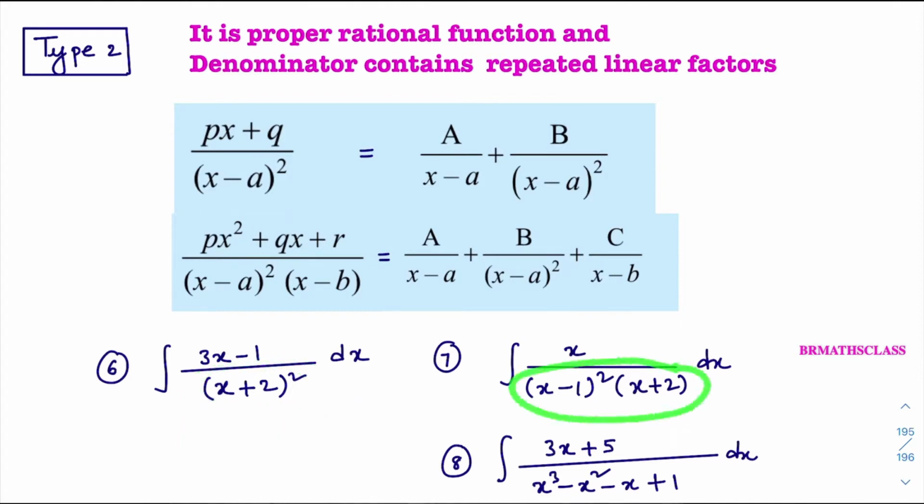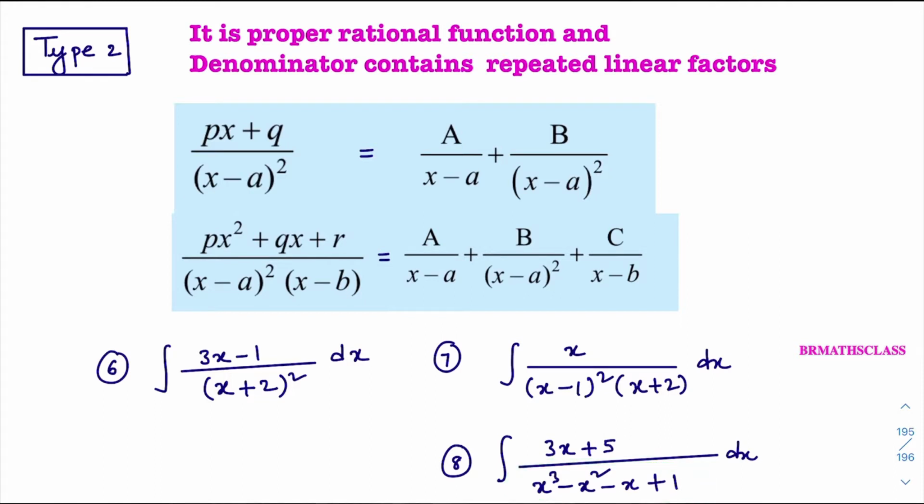Now look at this one. Does the denominator contain repeated linear factors or not? I am saying these are repeated linear factors. Look here, x minus 1 whole square means x minus 1 into x minus 1. The denominator has repeated linear factors. And in this problem, after simplifying the denominator, you will come to know the denominator contains repeated linear factors. That I will explain while doing the problem.